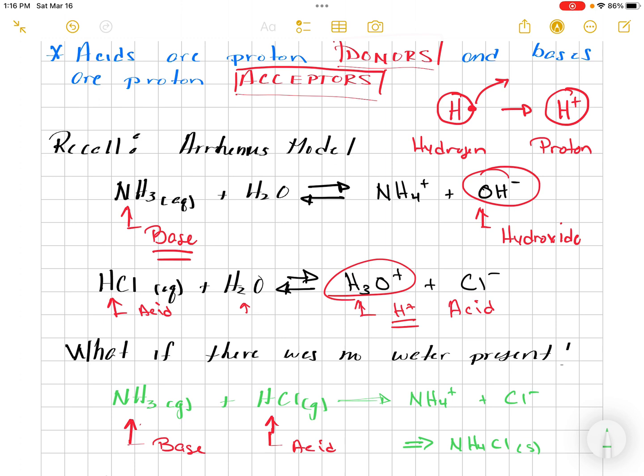Now, the question stands. You can clearly see that in this reaction, there are no hydrogen ions being released and no hydroxide ions being released. So based on that, is this still considered an acid? Is this still considered a base, even though you don't have the release of those ions? Well, let's take a look.